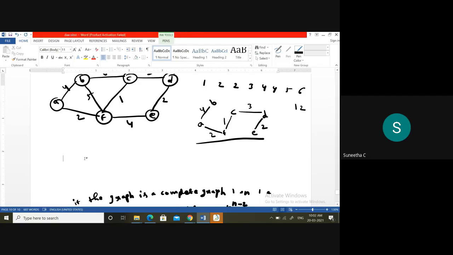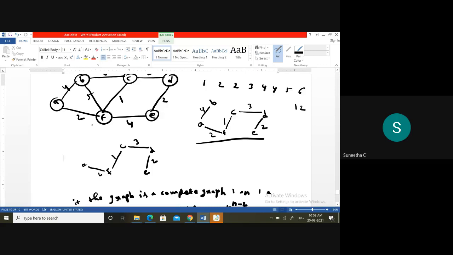Here is another spanning tree. First, FC we have to take. FC cost is 1. Next we have to take the cost 2, in the sense AF or DE. Whichever we take, a cycle is not forming, so we take both here. AF, next DE, cost 2. Next we have to take 3, in the sense CD.